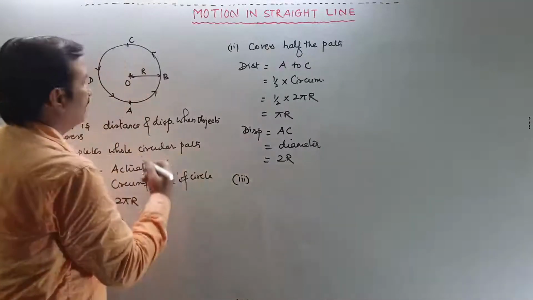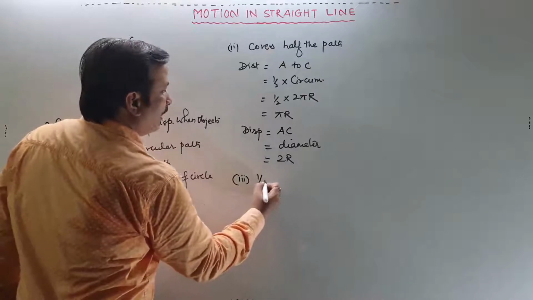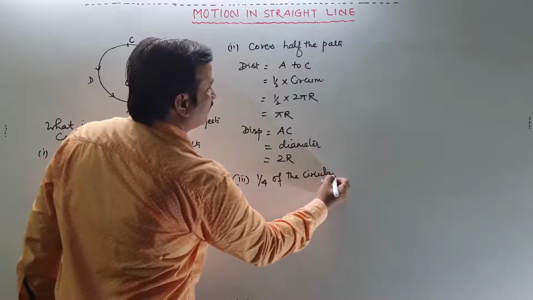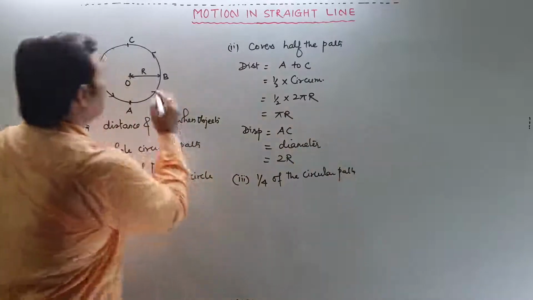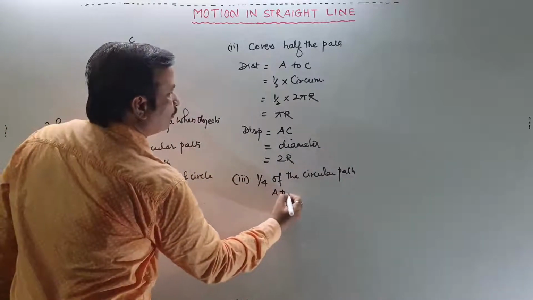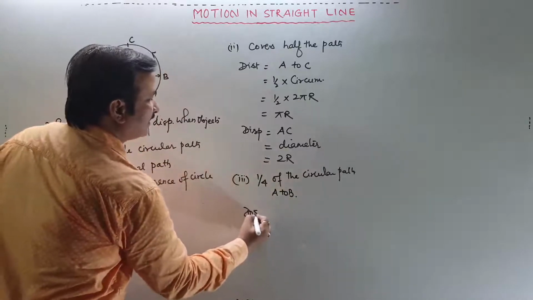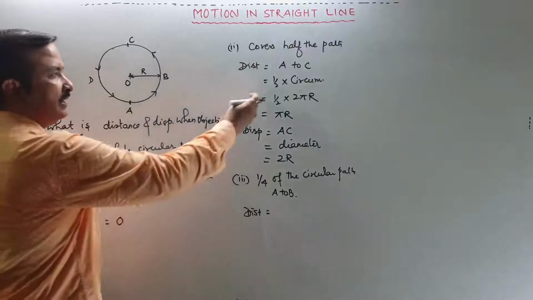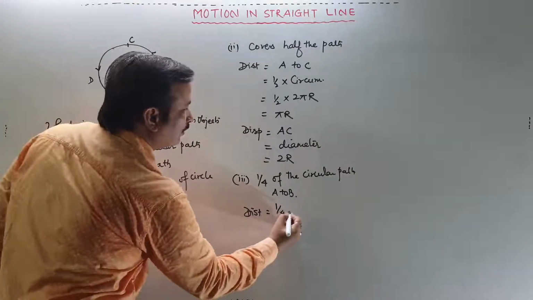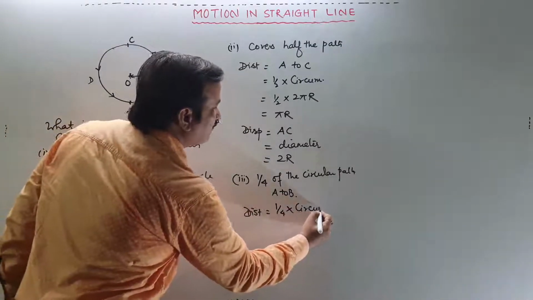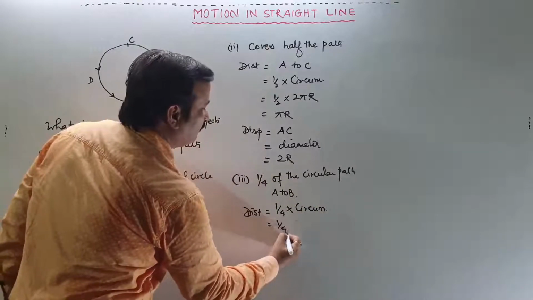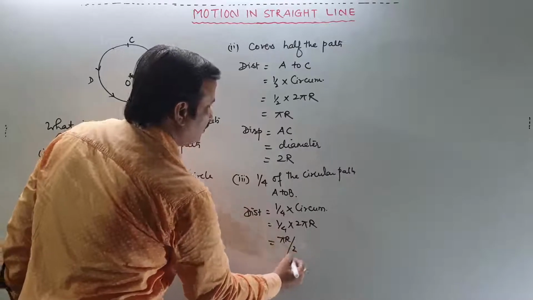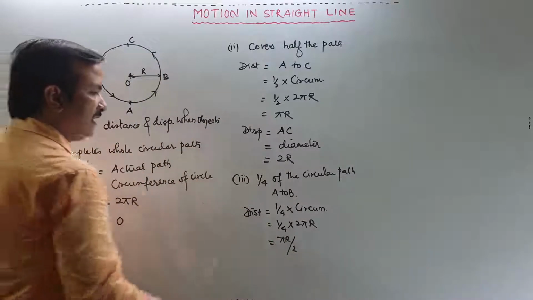Yes, another case you can have, third case, it covers 1/4 of the circular path। 1/4 मतलब A to B। What is distance? circumference का 1/4, जैसे यहाँ हाफ था, here it is 1/4 into circumference which is nothing but 1/4 into 2 pi r will give you pi r upon 2। What about displacement here?